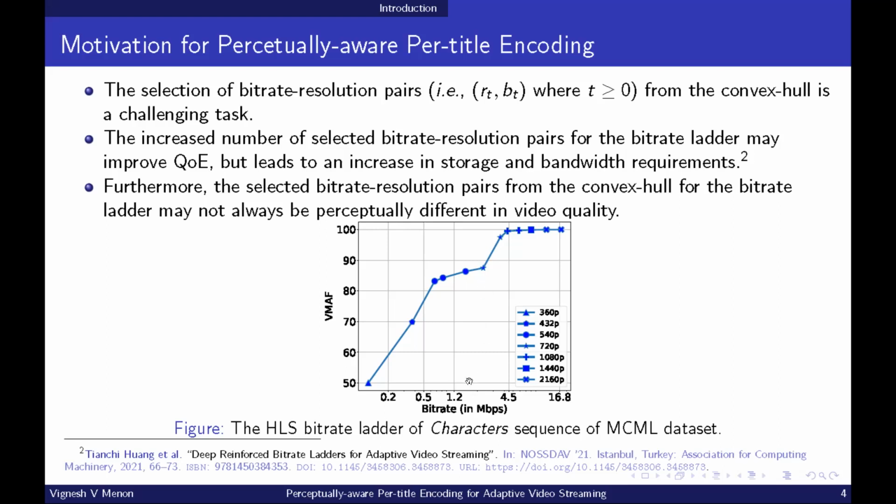For example, as shown in this figure, the selected resolution bitrate pairs and VMAF scores for the Characters sequence using the HLS bitrate ladder are shown. It is observed that there are multiple representations with the same video quality, that is VMAF close to 100. There are also multiple representations with similar quality at mid-range bitrates. Selecting representations with similar quality for the bitrate ladder does not result in improved quality of experience, but it leads to increased storage and bandwidth cost.